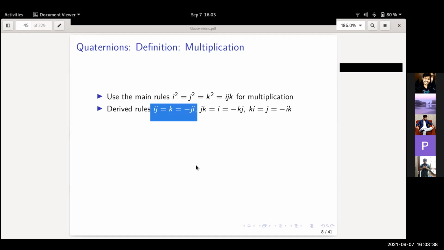Sir, can we continue next class, sir? Yes. This is the last part, the simplest part. I will be stopping now shortly.